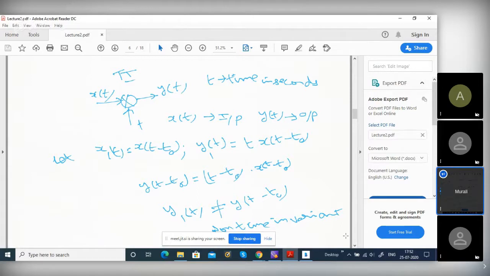What is the advantage of a time invariant system compared to a time variant system?